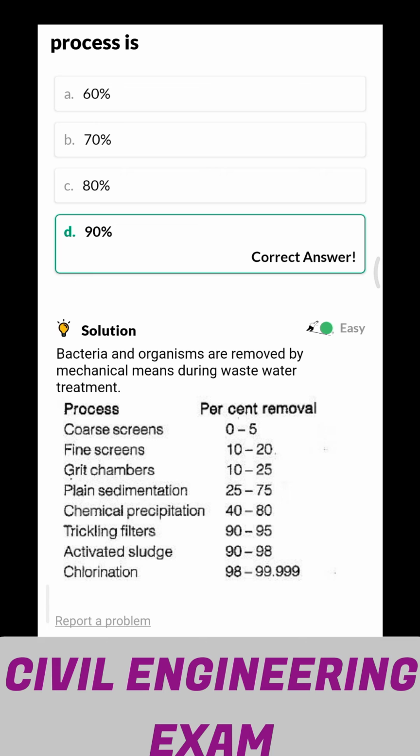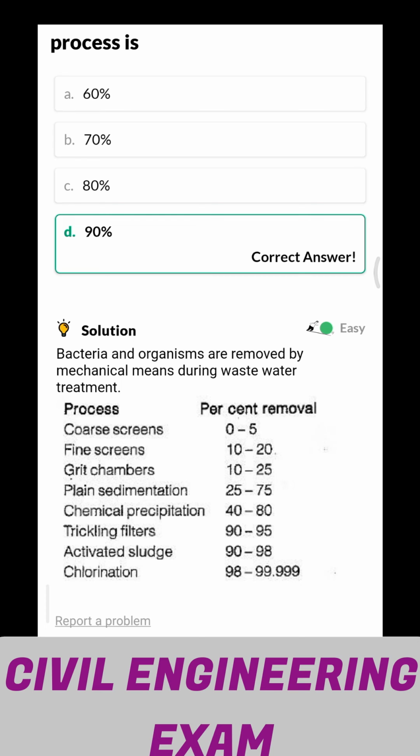So the process is coarse screens, the percent removal 0 to 5%. If we use fine screens, the percentage removal is 10 to 20%, then grit chambers 10 to 25%, plain sedimentation is 25 to 75%, then chemical precipitation we can remove 40 to 80%.